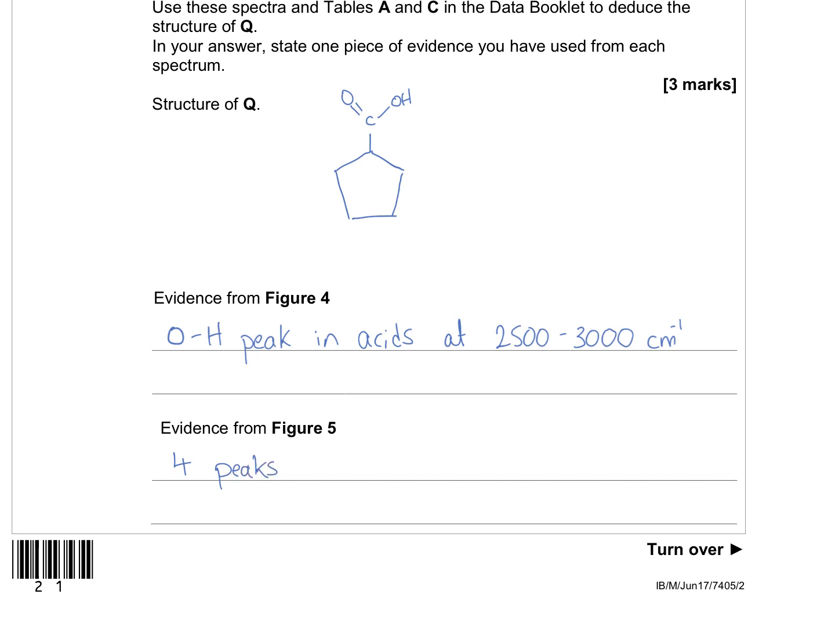And then evidence from figure 5, there are 4 peaks showing 4 carbon environments. And this is the only cyclic structure you can come up with that has a carboxylic acid group and 4 different carbon environments. Also from figure 5, you can say that one of the peaks is quite high up. It's at 160 to 185 parts per million, and this would be due to it being a C=O in an acid, and this is more information you can get from the data sheet.